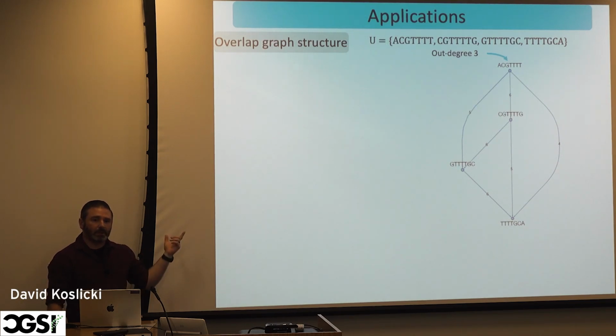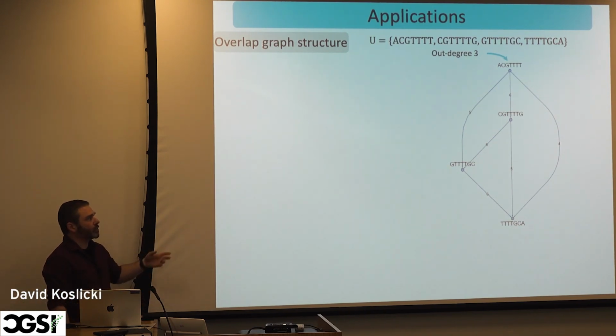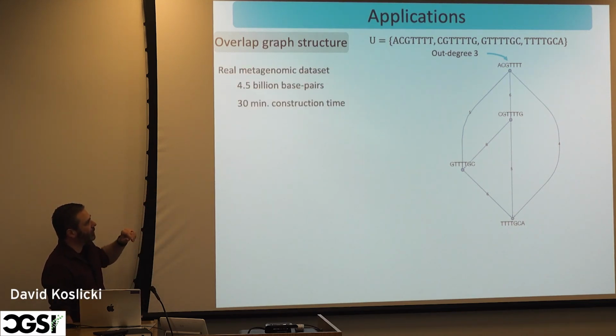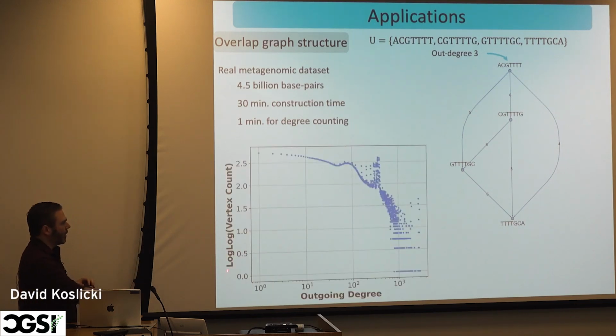These overlap graphs are classically known to be very annoying to try to compute because the brute force way to do it is quadratic in the number of sequences you have. But on a real metagenomic data set with about 4.5 billion base pairs, you can construct your Prokrustean graph in 30 minutes, and then just with a single pass that takes 1 minute over your graph, you can compute all of your vertex counts and your degrees. So you can get some idea of the structure of this overlap graph.